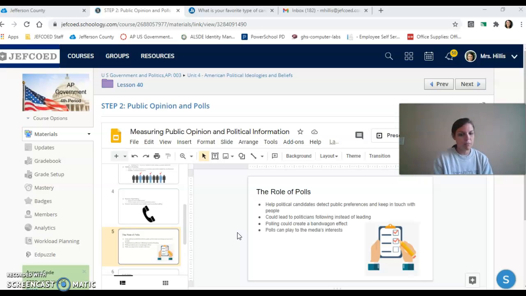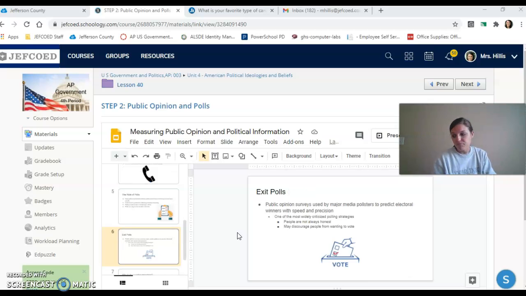Polling could create a bandwagon effect. So if people feel a certain way, then they might also be like, well, yeah, I guess if everyone else is feeling that way, then I would too. So that could be a negative aspect of it. Polls can play to the media's interests. So usually the media is the one that's conducting these polls, and their questions are going to be based on information that's going to help themselves.